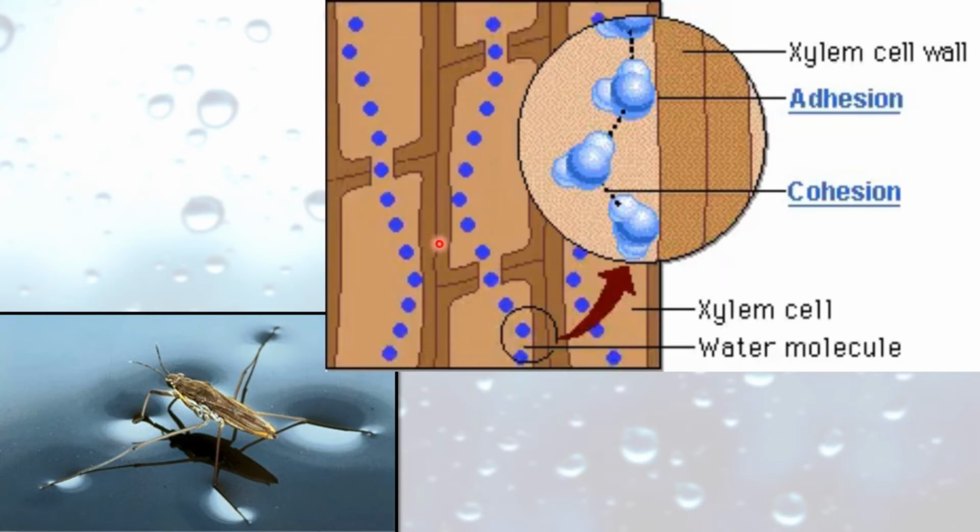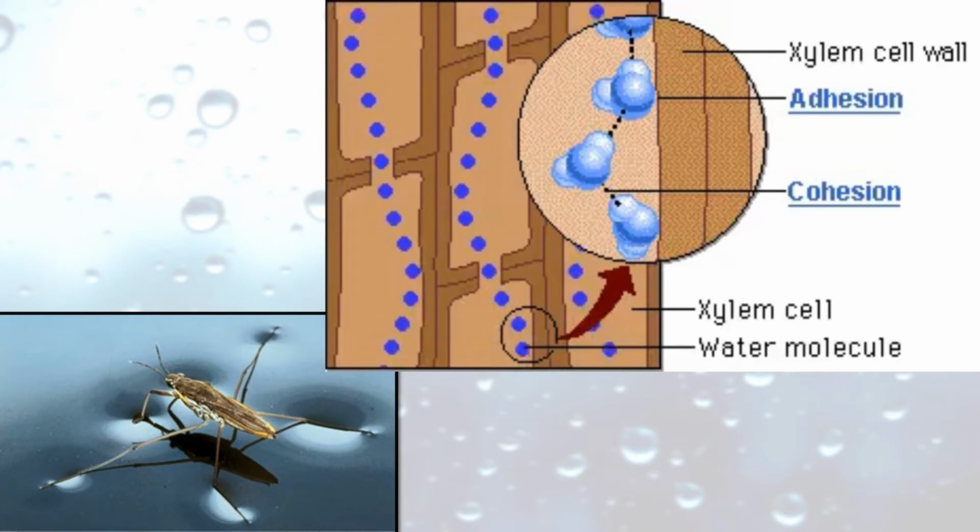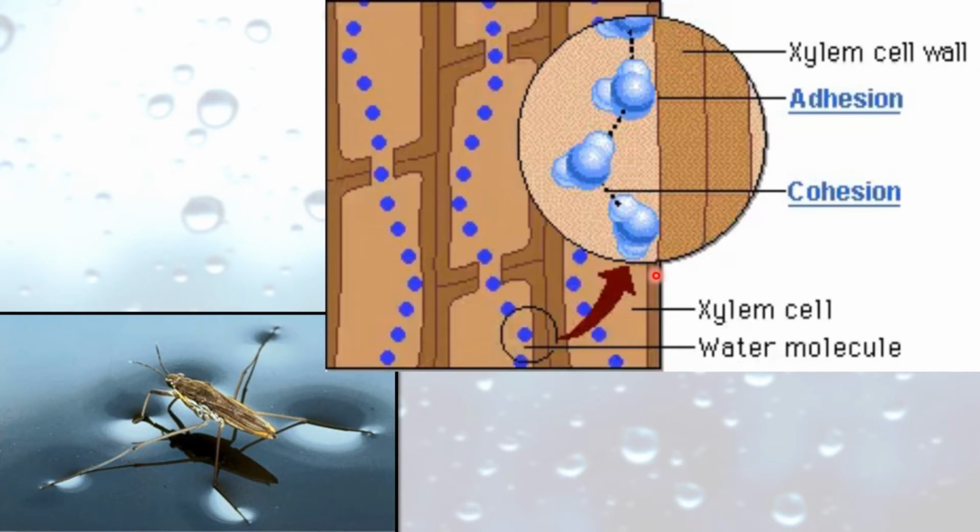In this video, you can see the continuous column of water is maintained in these xylem vessels. This is due to the higher attraction between the water molecules, cohesion. Likewise, when these water molecules move upwards, they have strong attraction to the cell wall of the xylem, that is called adhesion. So both of these, cohesion and adhesion, enable water to move upward from the root to upper regions of the plant.